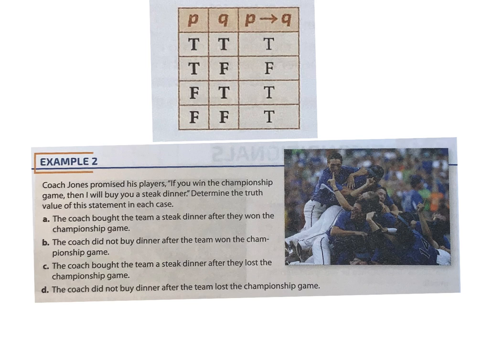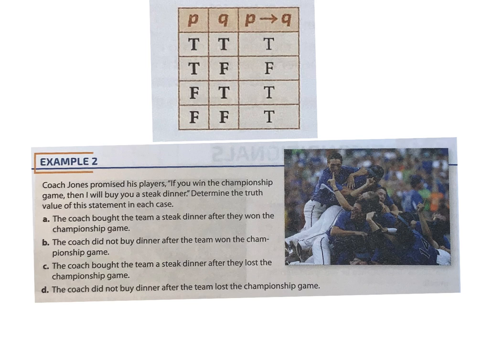So let's look at example 2 here in our books. It says, Coach Jones promises players, if you win the championship game, then I will buy you a steak dinner. Determine the truth value. A, the coach bought the team a steak dinner after they won the championship game. Was his if-then statement true? Yes. They met the hypothesis of the championship. He met the conclusion. The coach did not buy dinner after the team won the championship game. That's false. They met the hypothesis. He did not meet. Coach bought the team a steak dinner after they lost the championship.